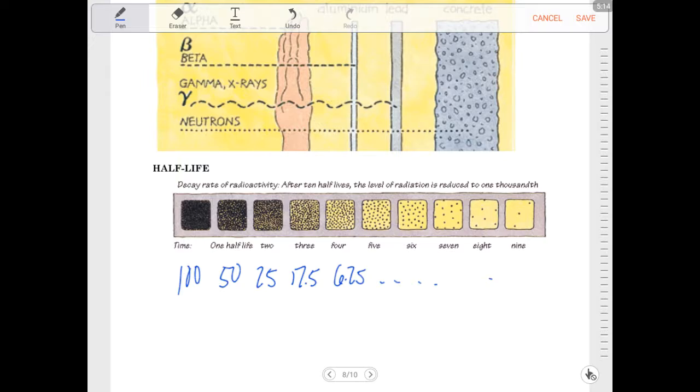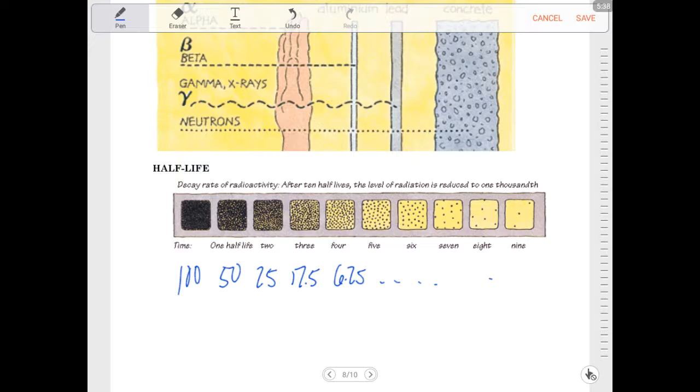Now, in theory, you can never really lose every piece, every particle that you have. In theory, there's always going to be something left. Now, we're not going to deal with 5, 6, 7, 8, 9 half-lives. Typically, if you're asked a problem, it'll be 1 half-life or 2 half-lives.